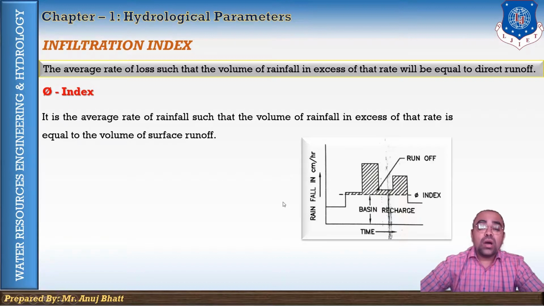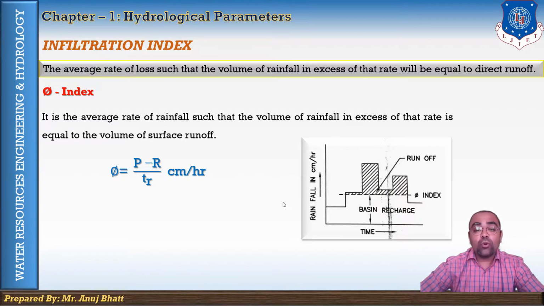The phi index value is given by phi equals (P minus R) upon TR, where P is the precipitation, R is the runoff, and TR is the total time of rainfall.